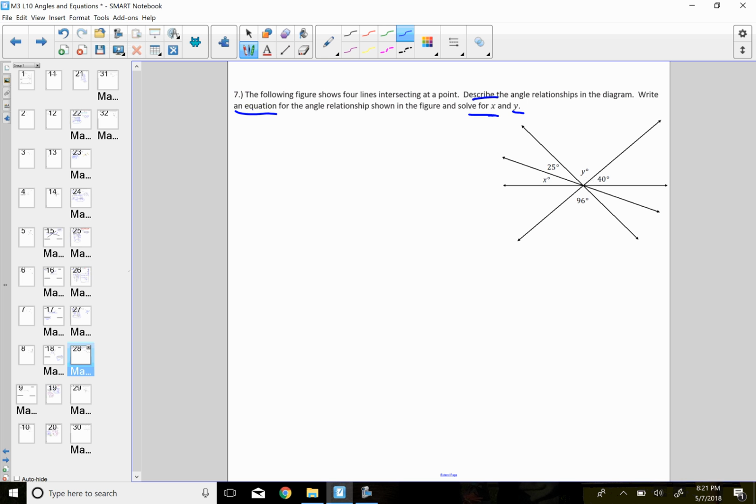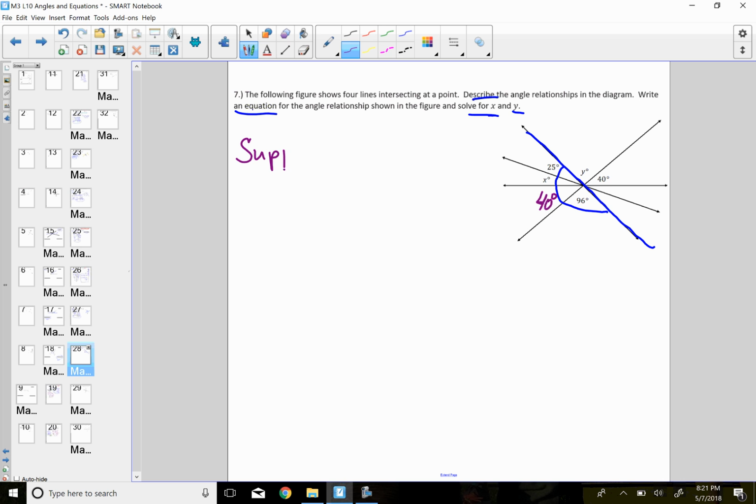So let's pick a different line to look at. How about this line right here? It's made up of 25, x, this blank angle, and 96. I need to know something about this blank angle to use this line, which is supplementary, 180 degrees, a straight line. But that 40 is staring across at this one right here. They're vertical angles. So now I do have an equation I can use.